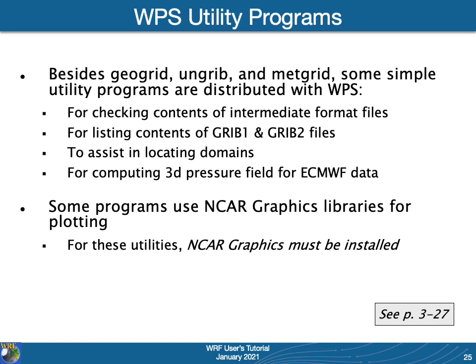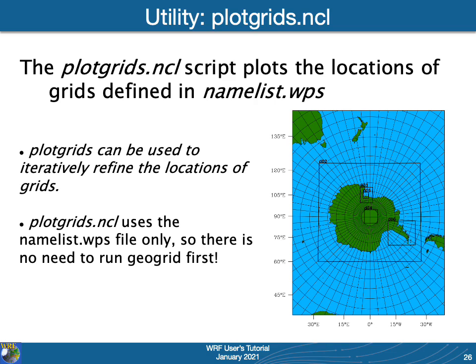Some of these utilities require NCAR graphics, and therefore, in order to install these utilities, you will need to have installed NCAR graphics first. So the first of these utilities is a script written in the NCAR Command Language, referred to as NCL. The script is called plotgrids.ncl, and it parses the namelist.wps file and produces an X11 plot, showing the position of all of the model domains defined in that namelist.